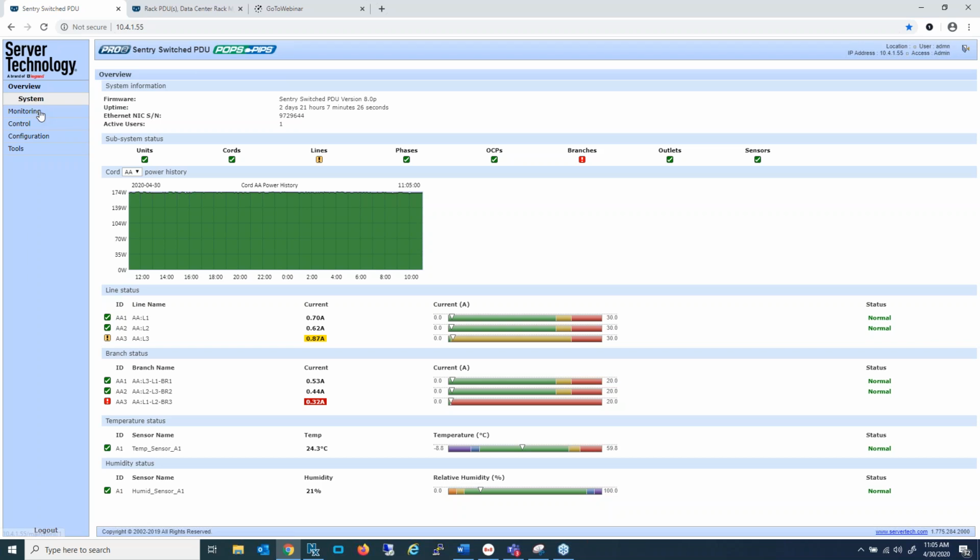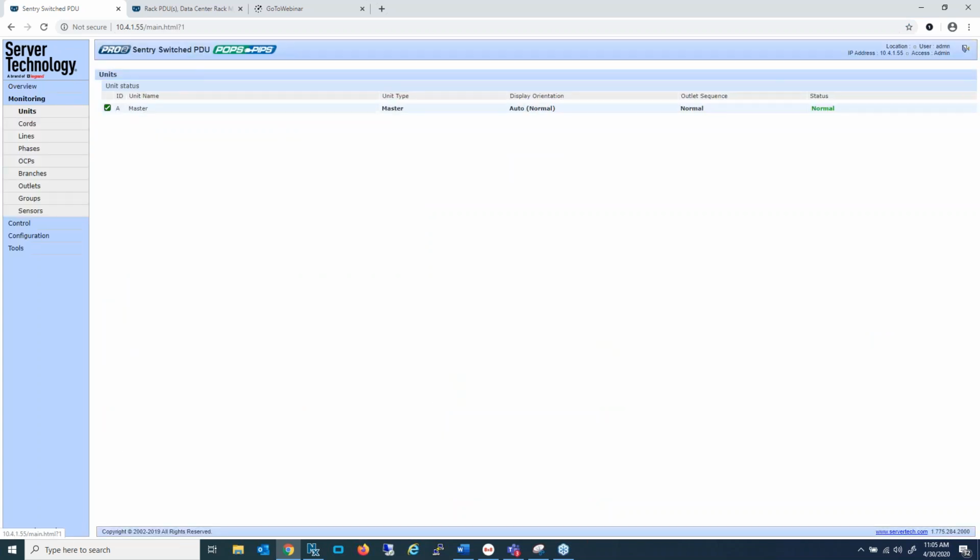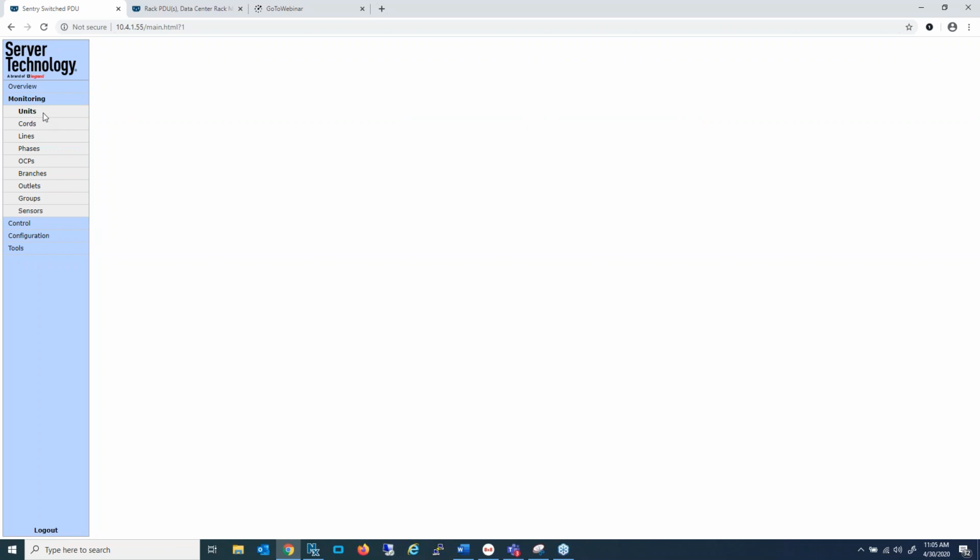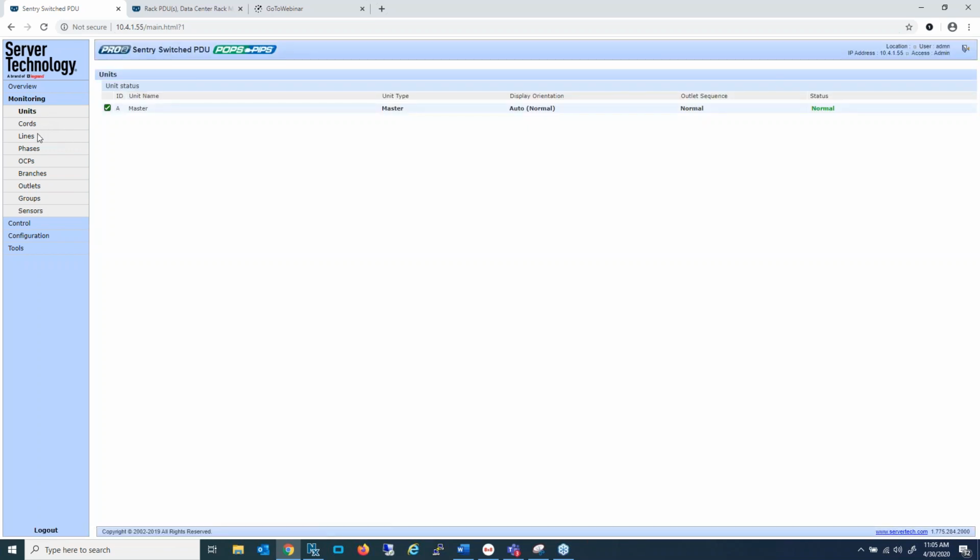To see more information, we want to use the monitoring page. So I'm going to click on monitoring. The monitoring page identifies more information, usually through what I call the system hierarchy links, which is this section right here on the left, starting with units, which is the PDU itself. Cords is the number of cords entering the PDU. Lines is the number of current carrying conductors within that cord. And then it goes on from there.